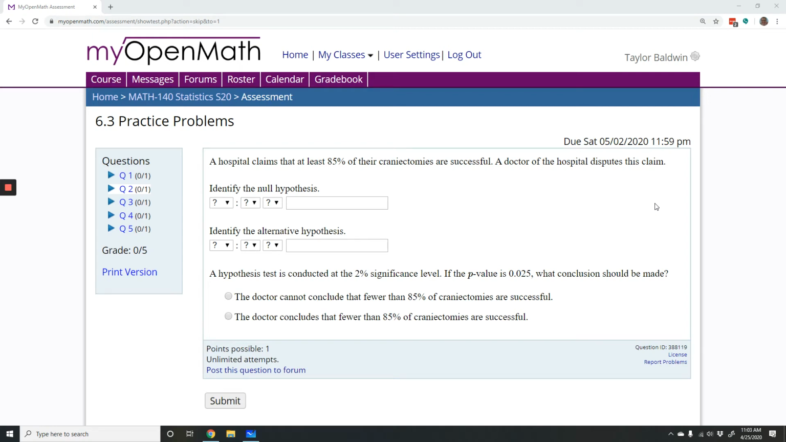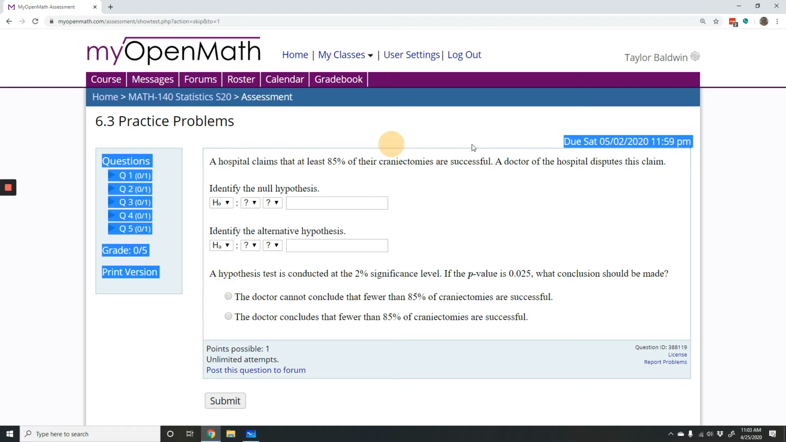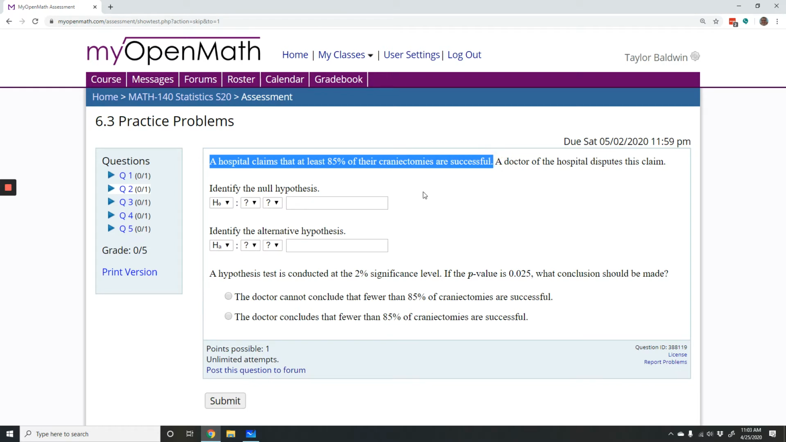A hospital claims that at least 85% of their craniectomies are successful. A doctor of the hospital disputes this claim. So we want to identify the null hypothesis, symbolized by H naught, and the alternative hypothesis, symbolized by H sub A.